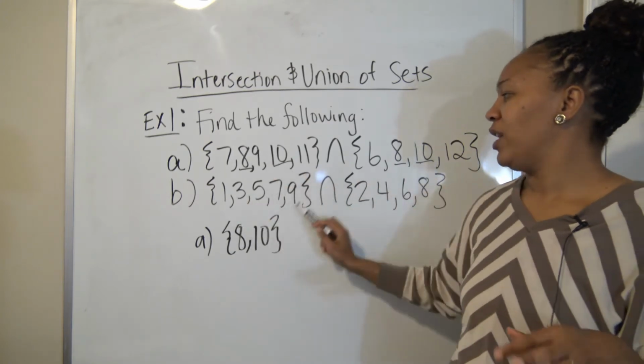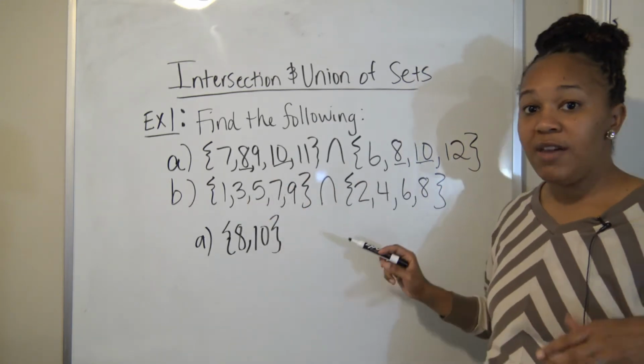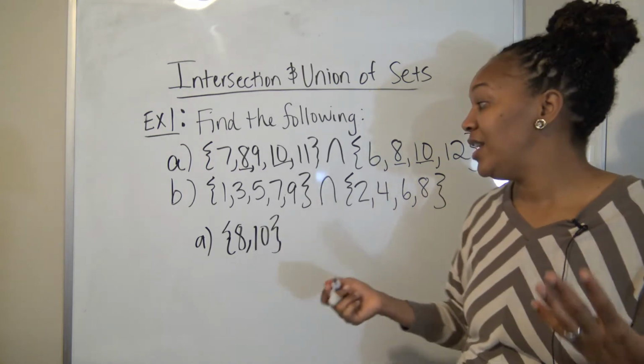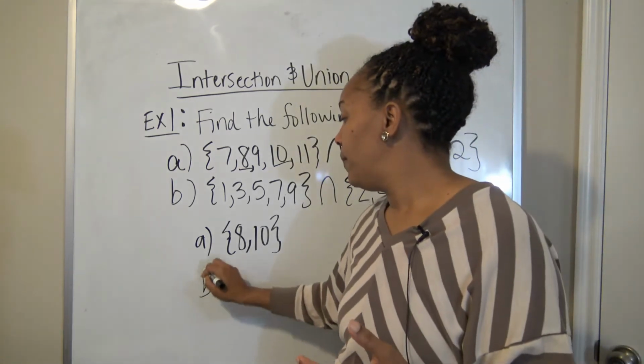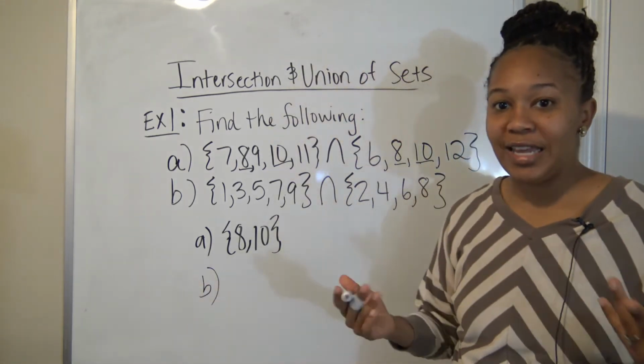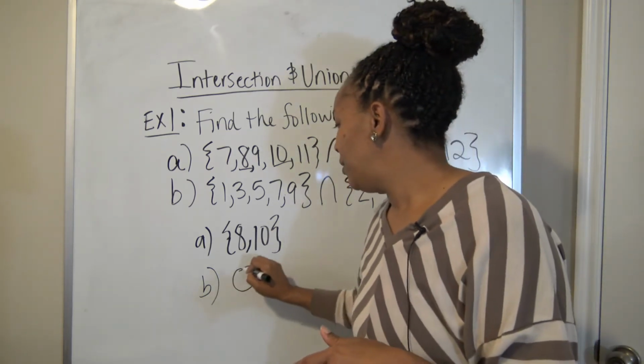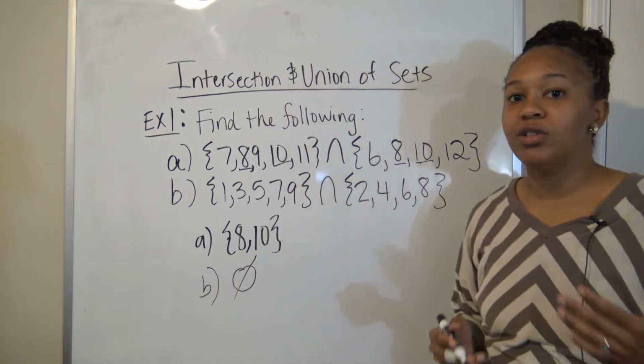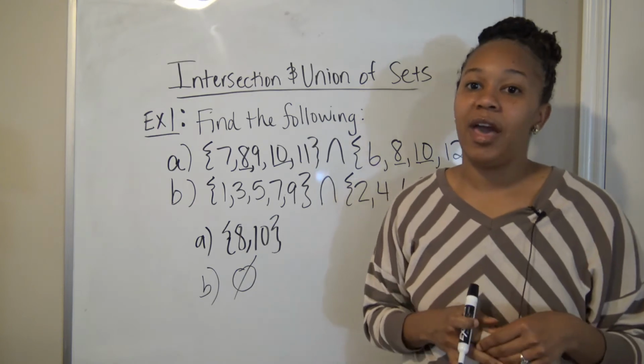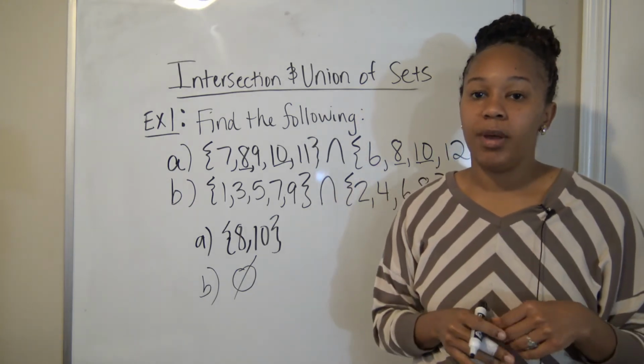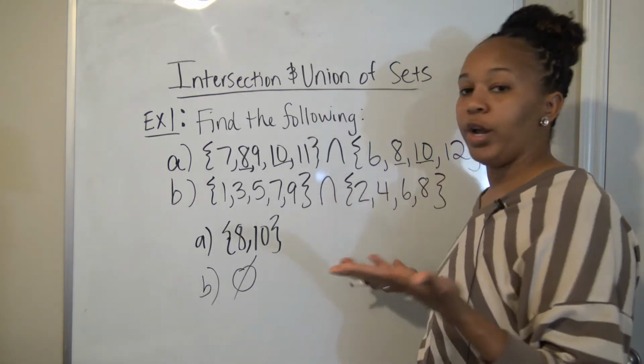So it looks like this one has all odd numbers. This one has all even numbers, which means they have nothing in common. And so remember what the set is with nothing in it. It is called the empty set. So the intersection of those two sets will be the empty set because they have nothing in common. Alrighty. And so that's how you will work this example.